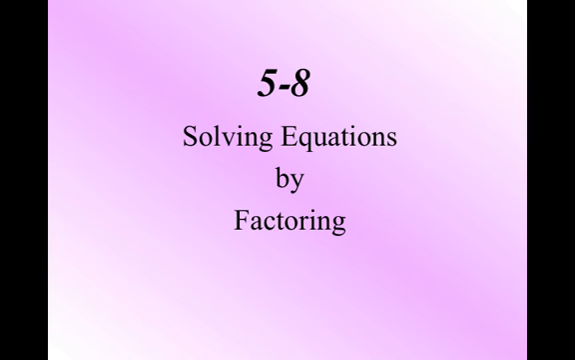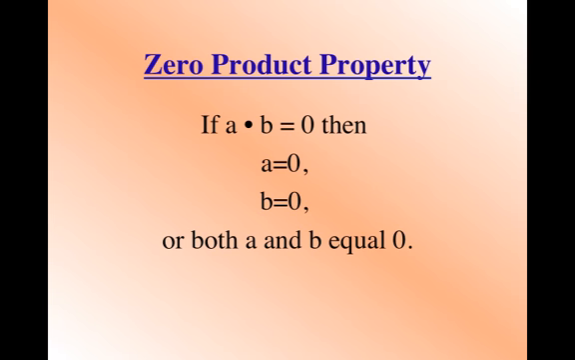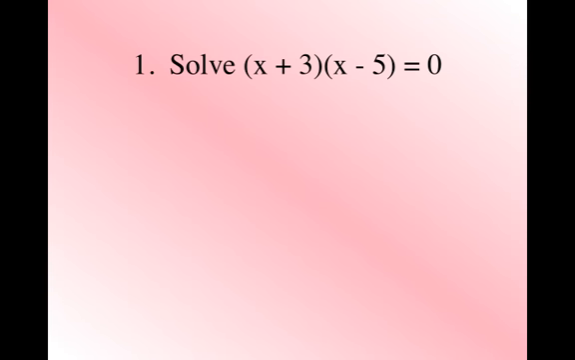This is lesson 5-8 on solving equations by factoring. First thing we need to understand is something that's called the zero product property. This means if we multiply two numbers or two terms together and it equals 0, then either one of the terms, A, has to be 0, or B has to be 0, or both of our variables would be equal to 0. The definition of the zero product property is any number times 0 is going to be 0.